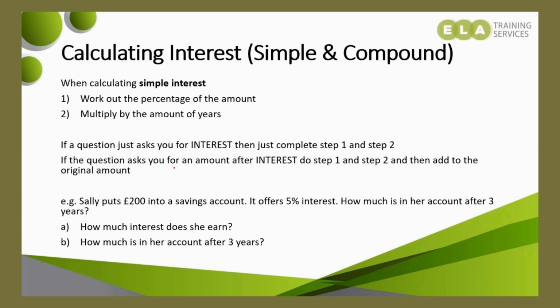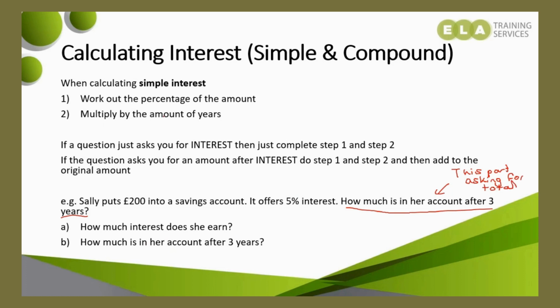But sometimes a question might ask you for an amount after interest. So what we need to do is step 1 and step 2 and then add that to the original amount. So for example, Sally puts £200 into a savings account. It offers 5% interest. How much is in her account after 3 years? So here, this part of the question is asking you for the total, but we can't work that out until we've actually worked out what the interest is.